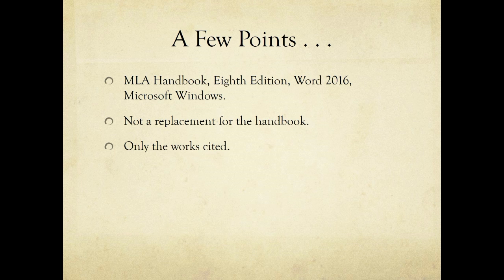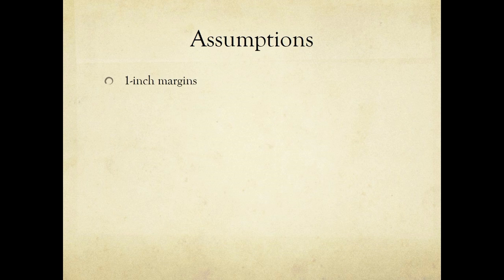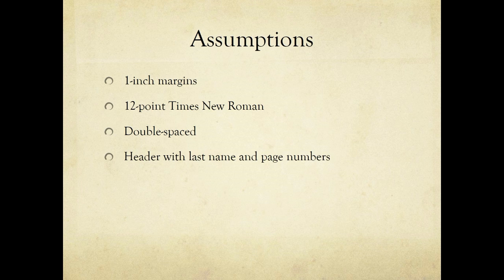A couple of assumptions before we get started. First, that your page has 1-inch margins. Second, that you're working with 12-point Times New Roman font throughout the document. Third, that the document is double-spaced throughout with no additional spacing elsewhere. Fourth, that you have a header in the upper right-hand corner indicating your last name and page number. And fifth, that the heading and title for your paper are at the start of your document along with your document text. We're going to pick up right after your last paragraph in your essay or paper.